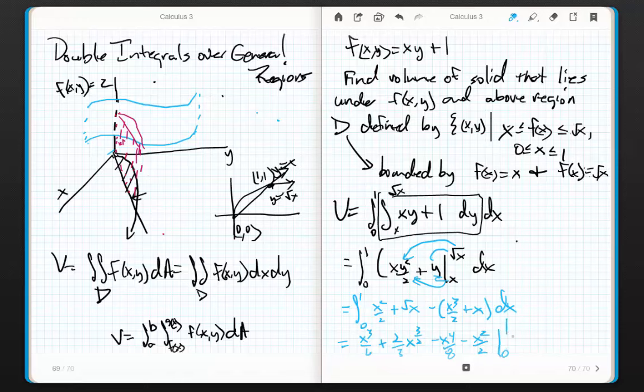I go from 0 to 1. I don't have to worry about 0 because everything drops out. And I get 1/6 plus 2/3 minus 1/8 minus 1/2. It looks like 24 is going to be my common denominator. Does that smell right to you guys? So what's that? 4 plus 16 minus 3 minus 12 minus 15. What is that? This is all over 24.